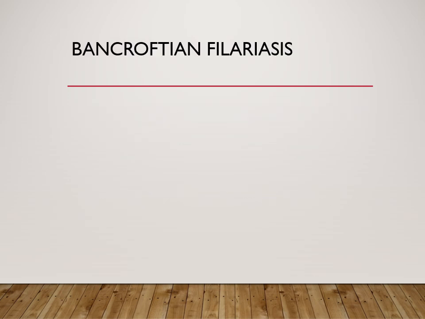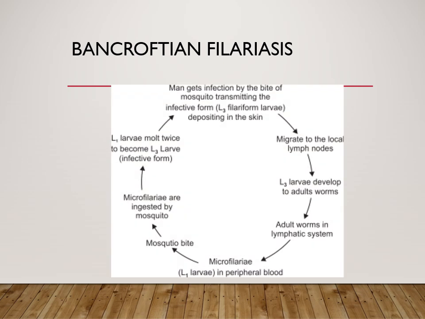Now we come to Bancroftian filariasis. How does this parasite cause the infection, and how does it enter your body? It is by the bite of the female mosquito. So this female mosquito can transmit the infective form. The definitive host is the person and the intermediate host is the mosquito. So the L3 filariform larva is the stage which can infect the human being.